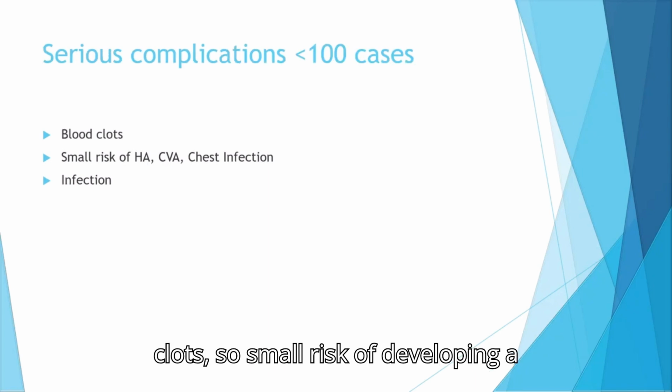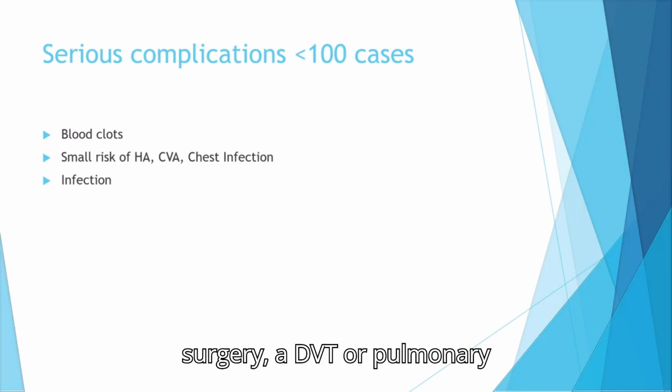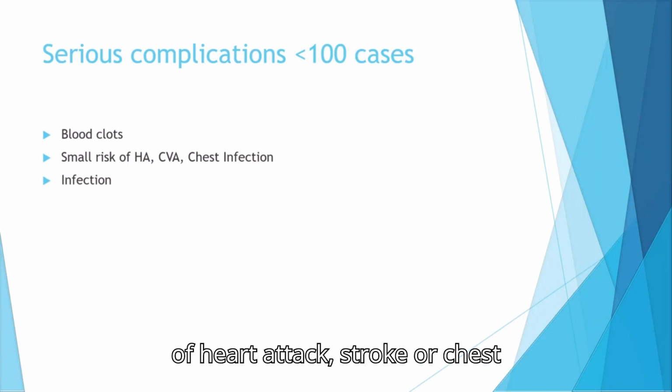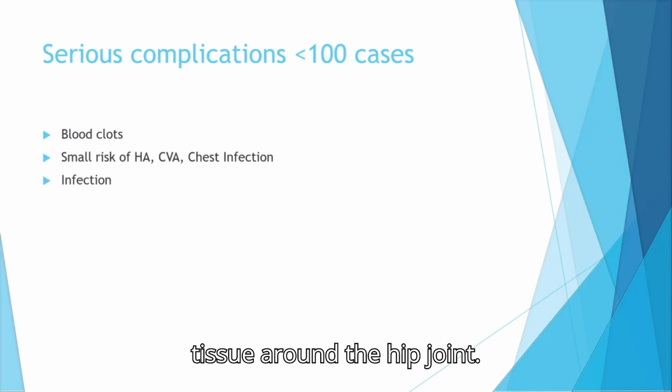Blood clots, so a small risk of developing a blood clot in the first few weeks after surgery, a DVT or a pulmonary embolism, and then there's a small risk of heart attack, stroke, or chest infection, and then there's also infection, so bacteria can enter the tissue around the hip joint.